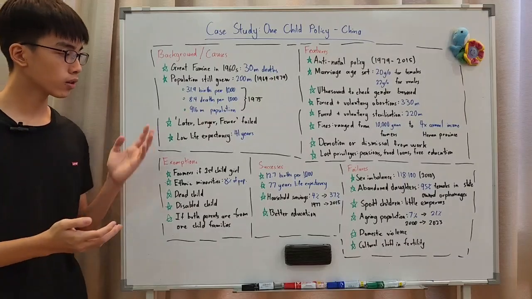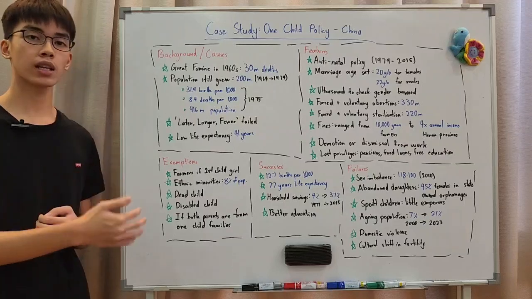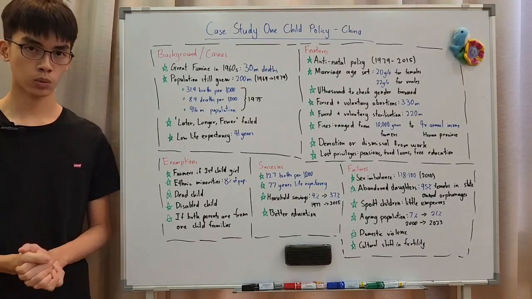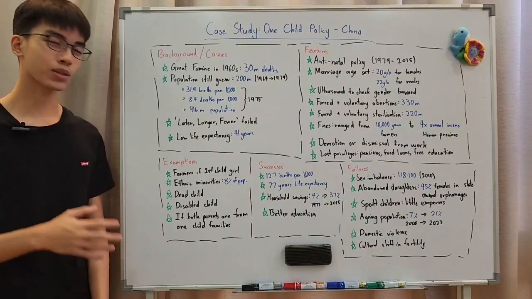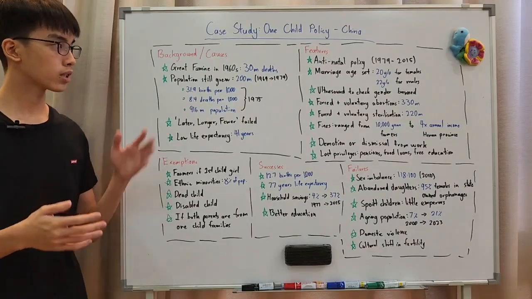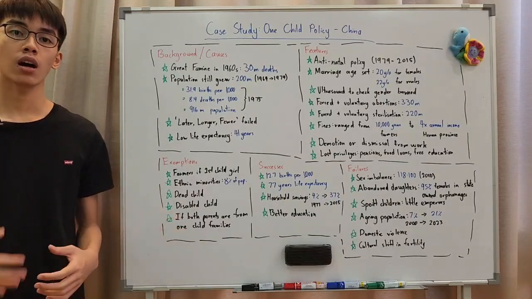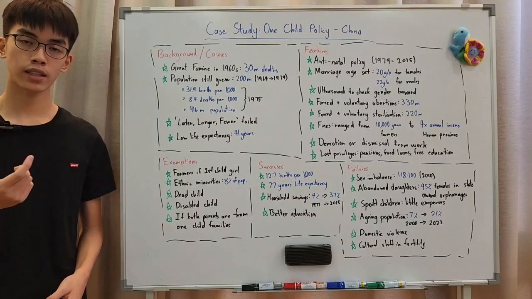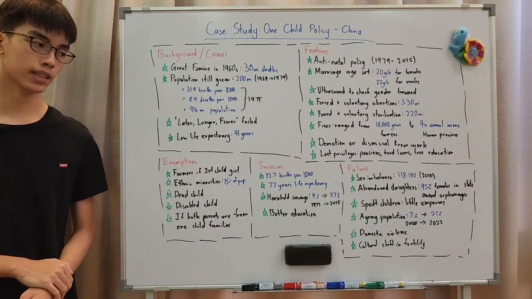To try to combat this, they had already attempted the "later, longer, fewer" policy, encouraging families to have children later in their lives, wait longer between each child, and therefore have fewer children, but it failed because it wasn't heavily enforced. The life expectancy was also quite low at 41 years because of food issues, agricultural work, and because money for families was spread amongst a lot of children in very large families, so the standard of healthcare per child was really poor, therefore 41 years life expectancy.